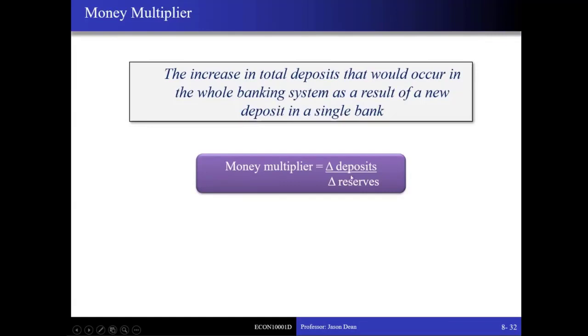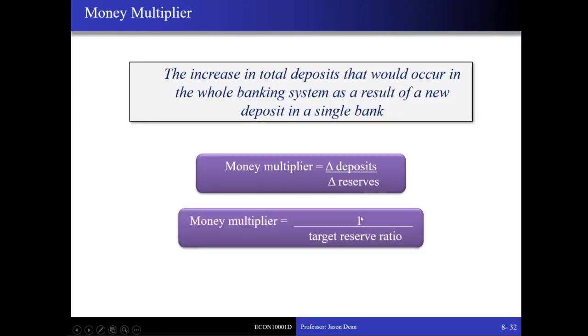Okay, so in the last example, it was a change of 500 with respect to just a change in 100. Again, you can calculate it by just doing 1 over the target reserve ratio.